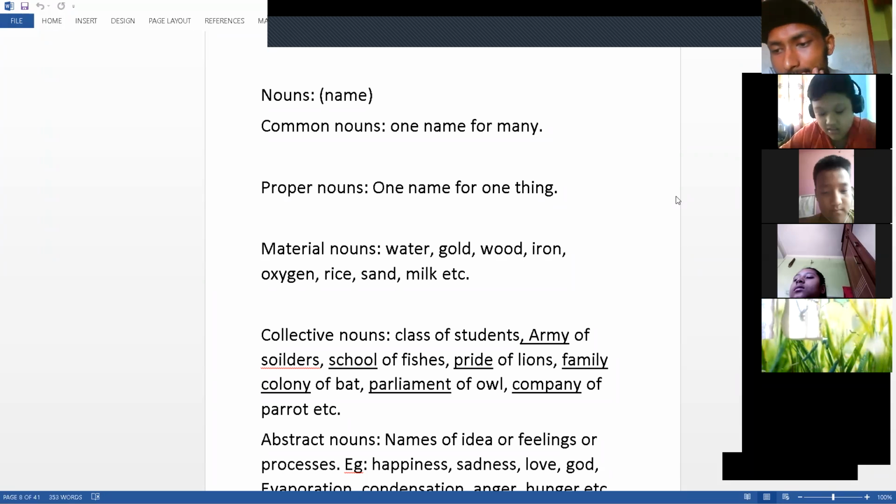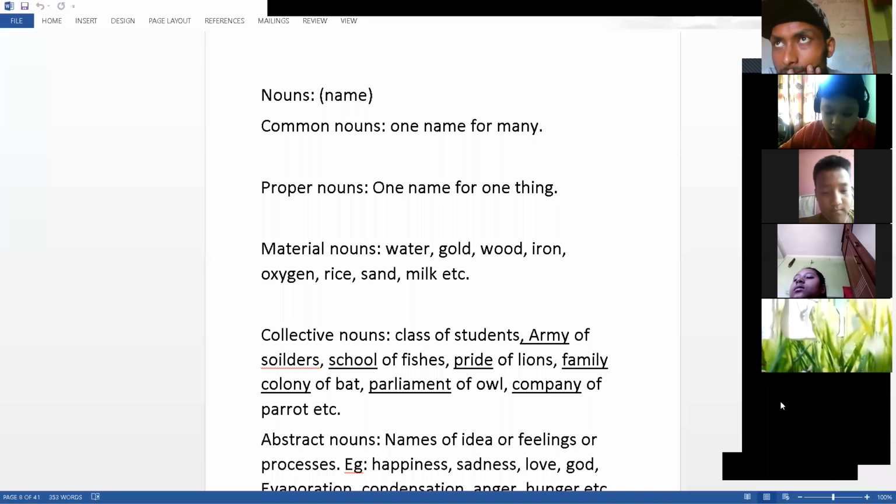Yes, who is this? Pratik sir, yes. Sky. Sky can be taken as proper noun. It is a name of a thing which is different from anything else. So when you say sky, there is no confusion that there is another sky or something like that. So you can take it as a proper noun. When you talk about air, I think it's material.